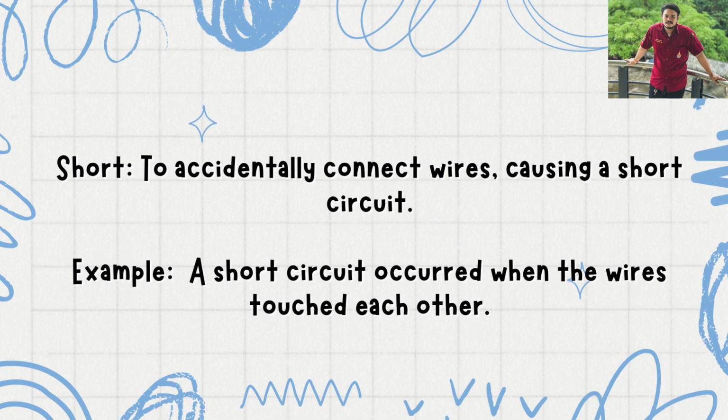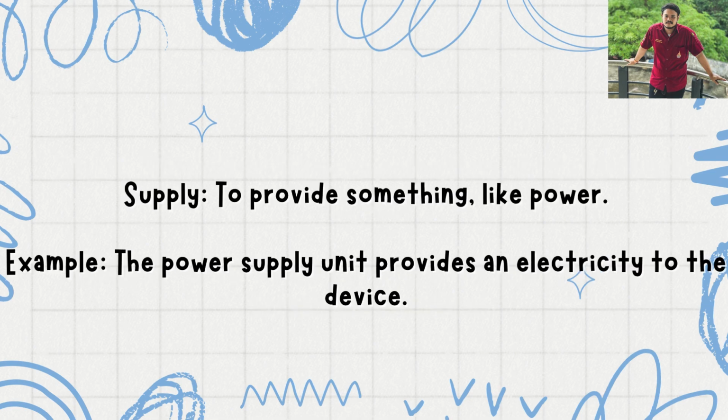Short, to accidentally connect wires, causing a short circuit. Example, a short circuit occurred when the wires touched each other. Supply, to provide something, like power. Example, the power supply unit provides electricity to the device.